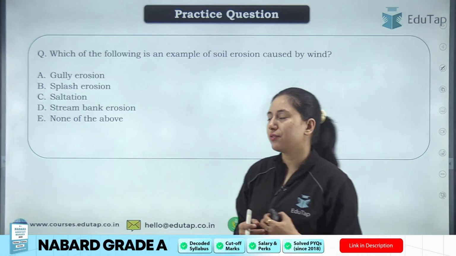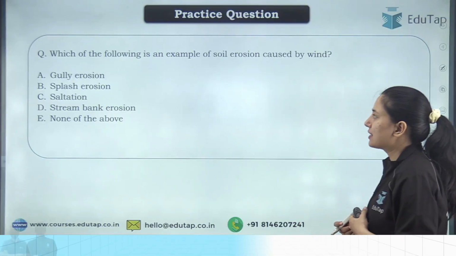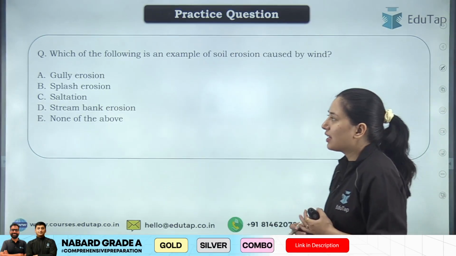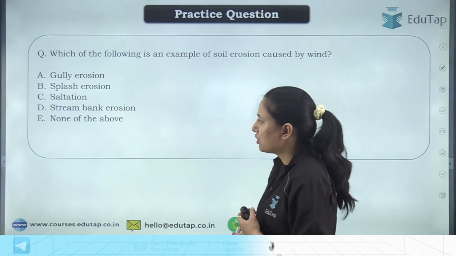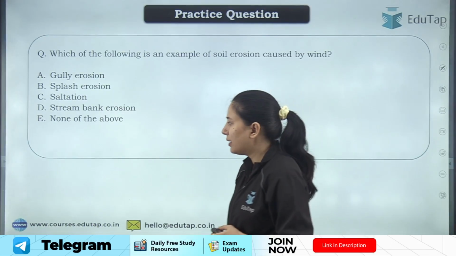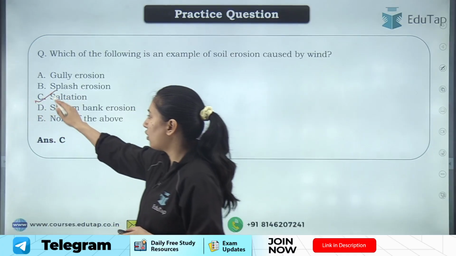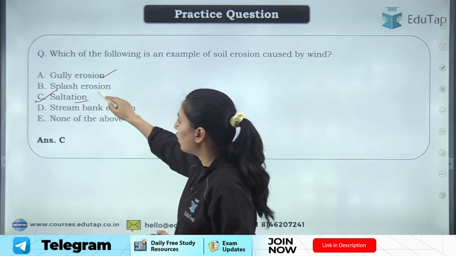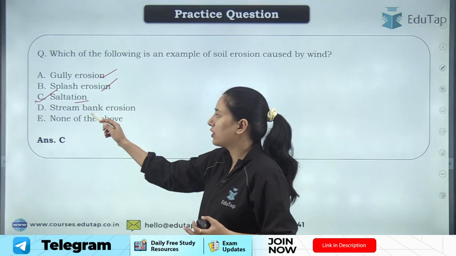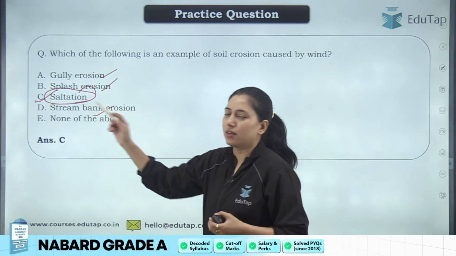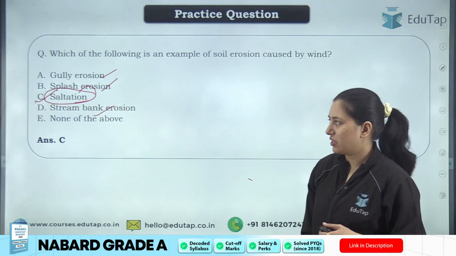So the first question for you is, which of the following is an example of soil erosion caused by wind? We have given gully erosion, splash erosion, saltation, stream bank erosion, none of the above. And the right answer for this question will be option C, that is saltation, which we have just studied. Gully erosion is a form of water erosion, splash is also a water erosion, stream bank is also a water erosion. So the answer will be saltation. So option C will be the right answer.